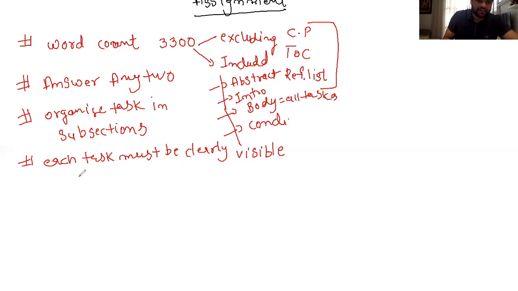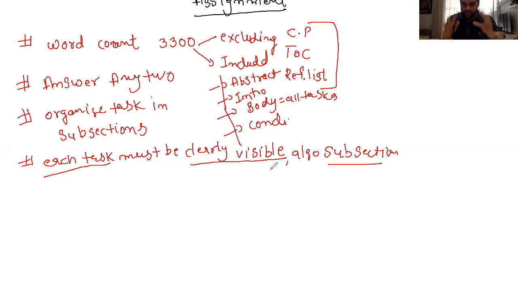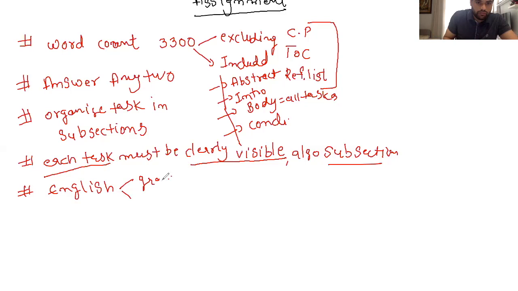Not just the task, not only the task, but of course also your subsections. Your subsections must also be clearly visible, task and subsection both. So your examiners can read all the important information and key points in your assignments. Next one is the English. So no matter if it's grammar or spelling.